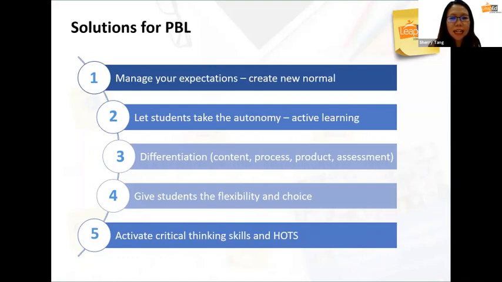Number 2, let students take the autonomy: active and independent learning. Actually, even the youngest one can try to learn how to be independent, even if it is making their beds or other life skills and tasks. It just depends on what tasks we give our students, and how to get them interested, how to get them to take the autonomy.